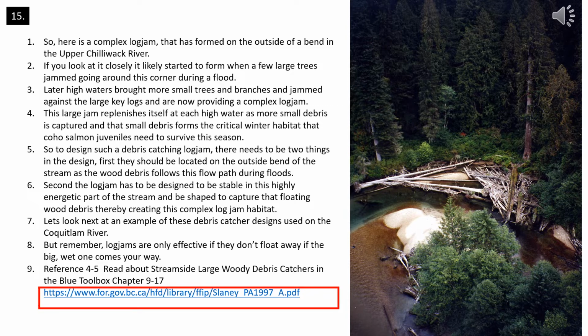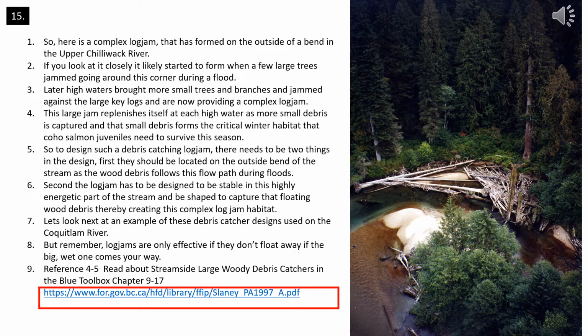So to design such a debris catching log jam, there needs to be two things in the design. First, they should be located on the outside bend of the stream, as the wood debris follows this flow path during floods. Second, the log jam has to be designed to be stable in this highly energetic part of the stream and be shaped to capture that floating wood debris, thereby creating this complex log jam habitat.